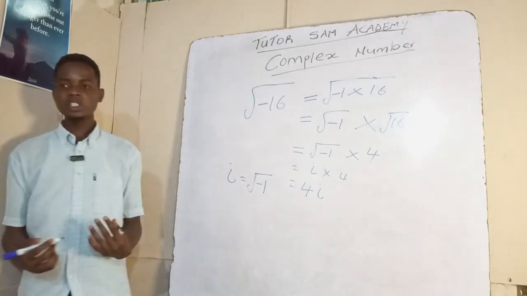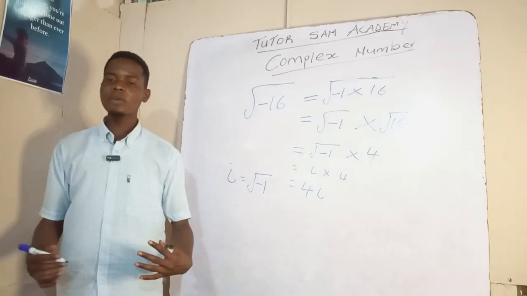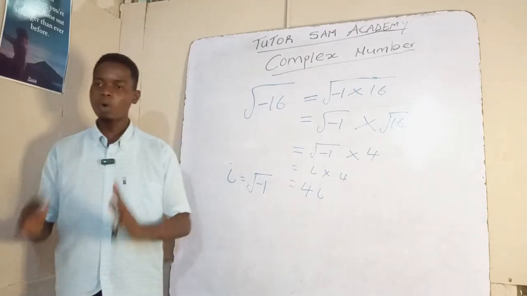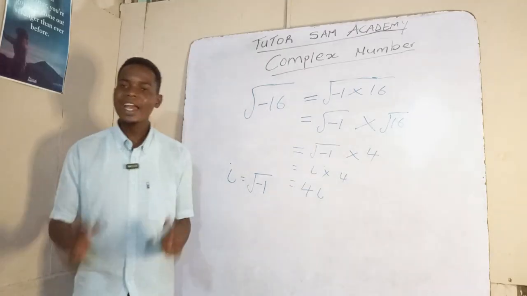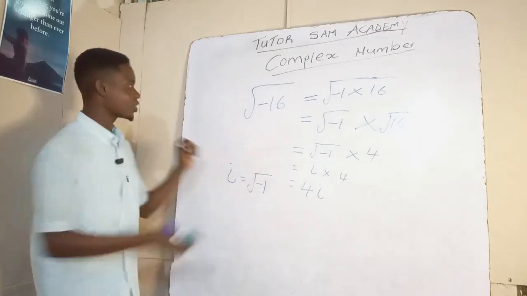Now, can we proceed? What about if we have i square? What about if you have i raised to the power of 3? What about if we have i raised to the power of 4? What about if we have i raised to the power of 5? Now, let's proceed. Can I rub this off? Yes, sir. All right.